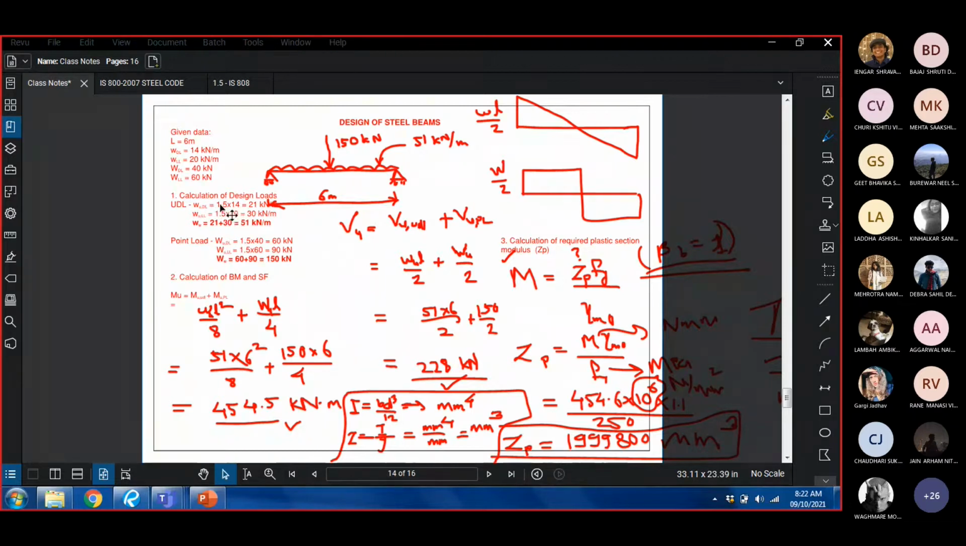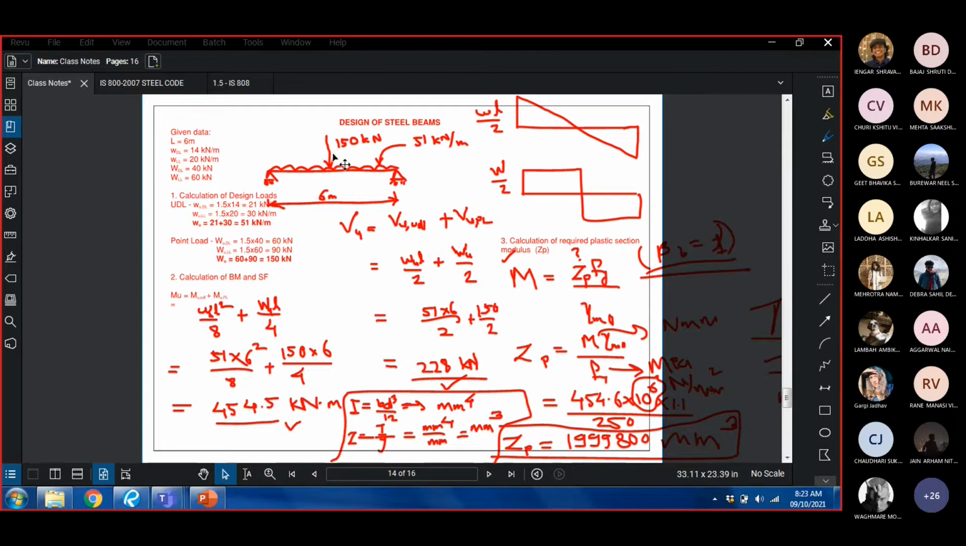So we multiply these with 1.5, so 1.5 times 14 and 1.5 times 20. And then the total load is 21 plus 30, which is 51 kilonewton per meter. Now this is the total factored UDL that is active on the beam. And we did a similar treatment with point loads. So this is 1.5 times 40, which is the factored point dead load. Then we have the factored point live load, and we just added them. So 150 is the total factored point load acting at the center of the beam.